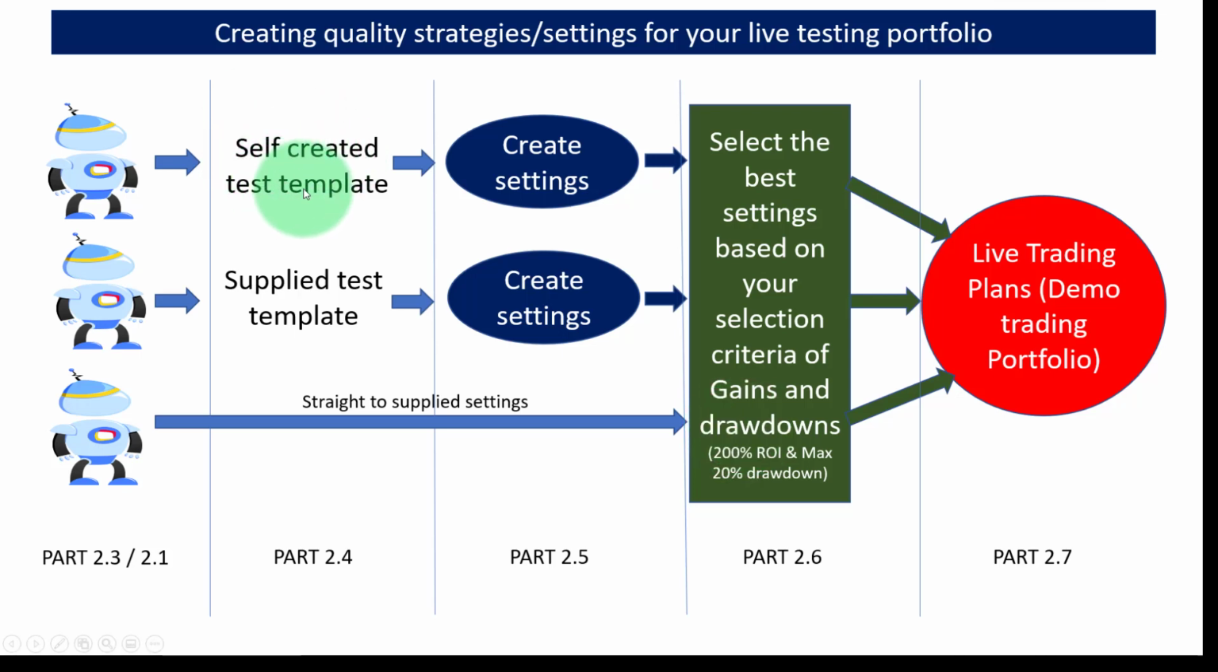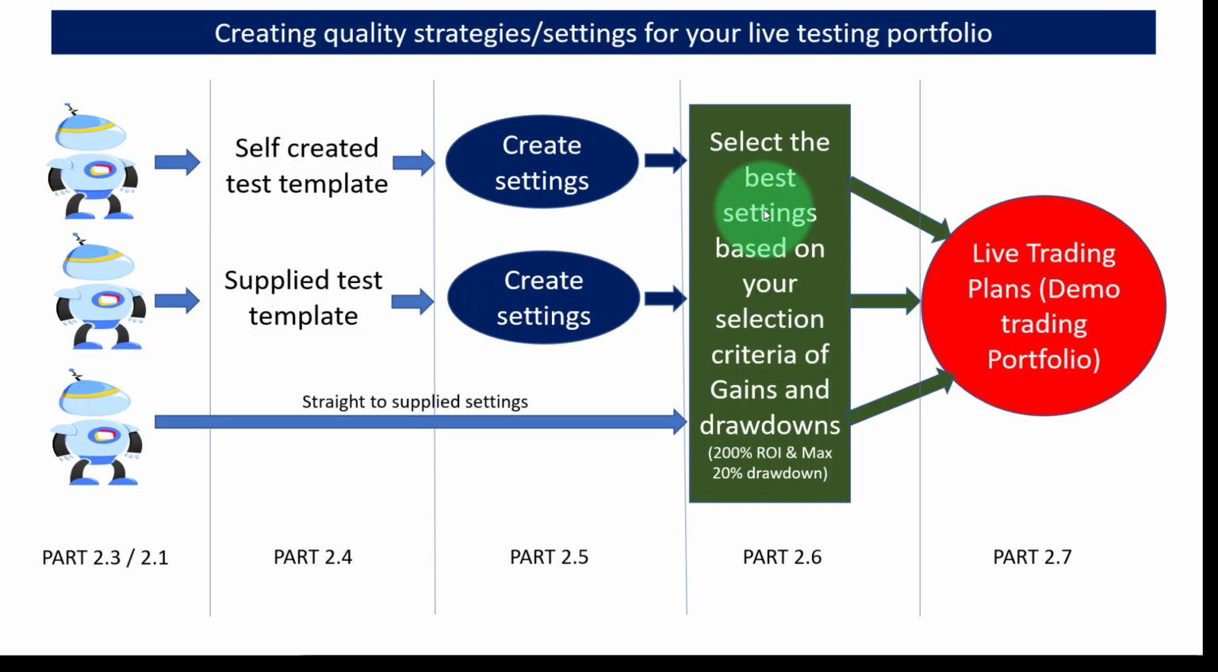If you were to use the self-created template, you would use that to create settings. So you would optimize the robot, you would test the robot, and through that process you would create a collection of settings, not only one, possibly 10,000 settings from that activity. And the same with supplied test templates, you would create that huge universe of settings. Then you need to go through a selection process. You can't trade all 10,000 settings. You have to select the very best settings, and there are a few criteria you can use.